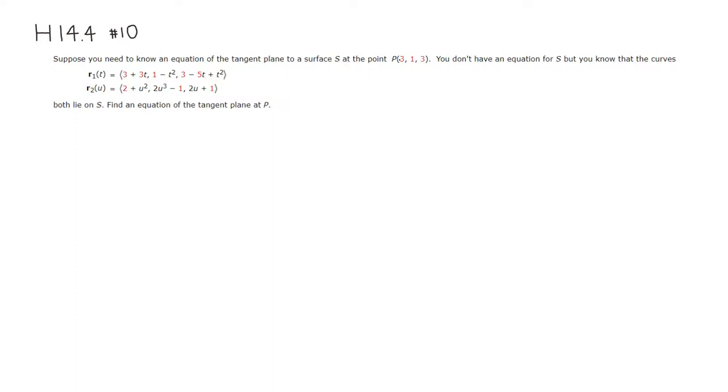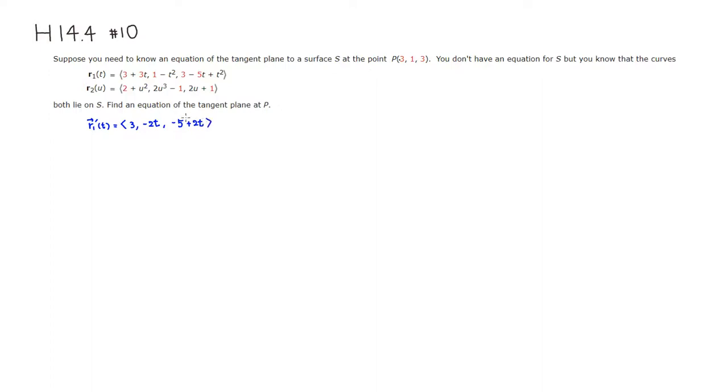So look at curve 1. We're going to find the direction vector, so I'm going to just go ahead and take the derivative. You have r1 prime of t. This is going to be 3, comma, negative 2t, comma, negative 5 plus 2t.